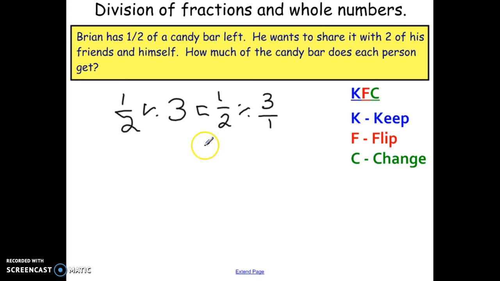We're going to use the KFC method, so we are going to keep the first fraction, flip the second fraction. Notice this is the reciprocal of this. And then I'm just going to change the operation like I said I would do to multiplication. I'm just going to multiply across the top, so I have 1 over 6. So that means that we are going to share this 1/2 candy bar. Brian and his 2 friends are going to share this 1/2 candy bar into 1/6. Each one of them is going to get 1/6 of a piece that's remaining.